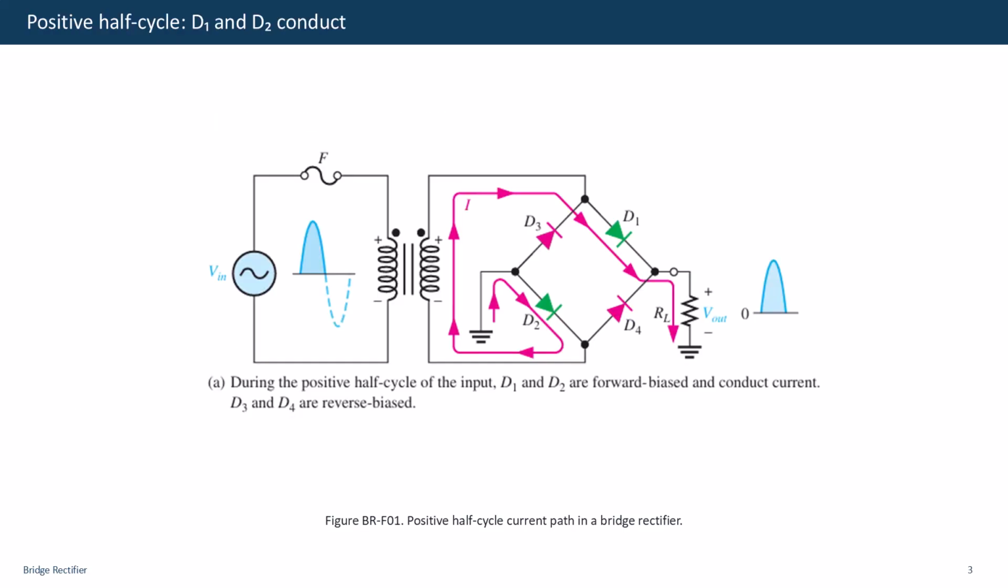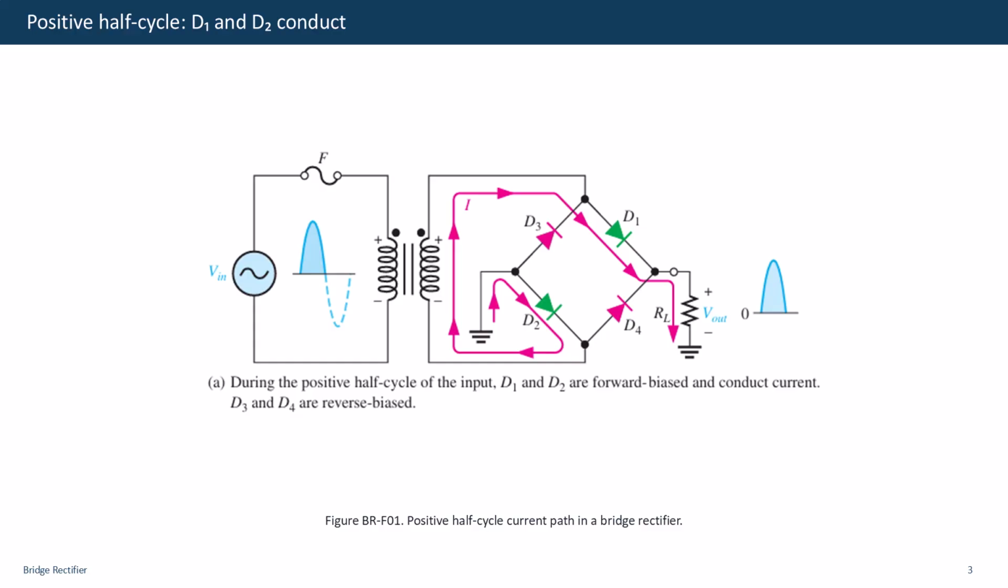During the positive half cycle, the upper end of the transformer secondary is positive with respect to the lower end. Diodes D1 and D2 are forward biased, while D3 and D4 are reverse biased. Trace the current from the positive end of the secondary, through D1, through the load resistor from top to bottom, through D2, and back to the negative end of the secondary.